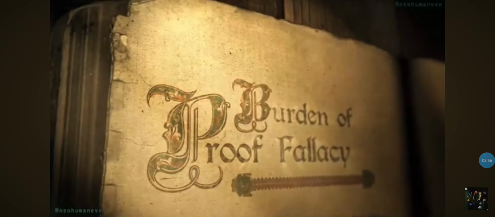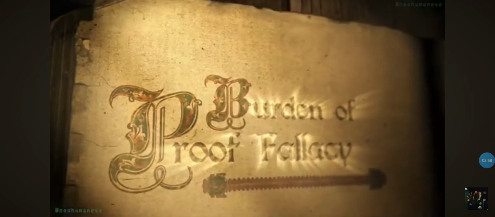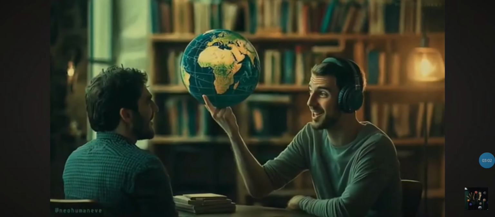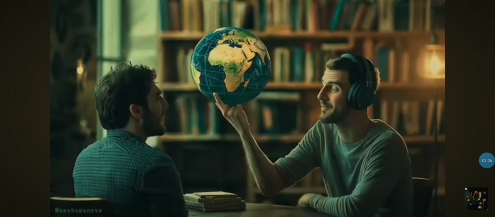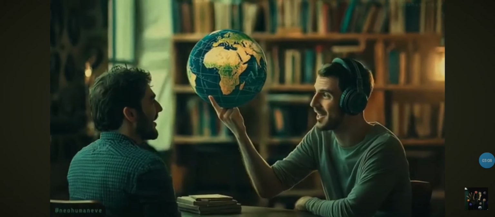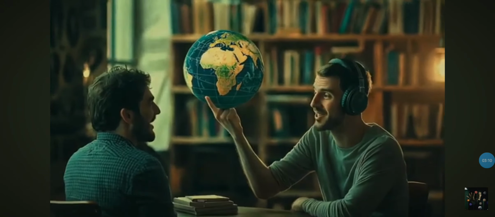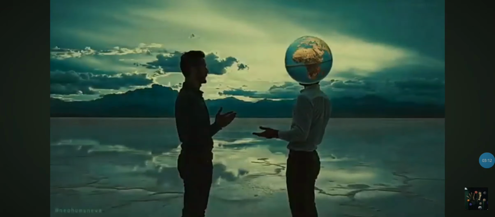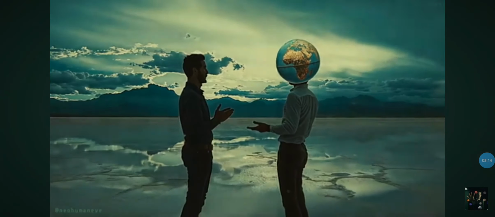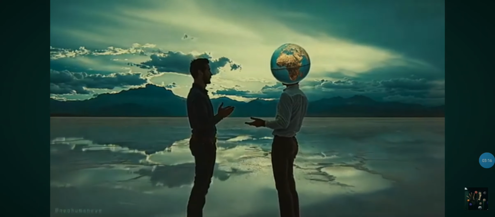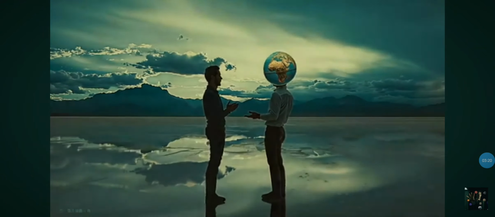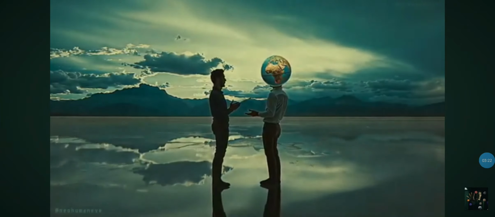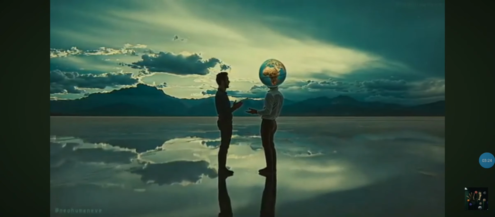Number 3, the burden of proof fallacy. This fallacy, also known as shifting the burden of proof, occurs when someone demands that the opponent prove their position, while failing to provide evidence for their own claims. For example, globe defenders often insist that objective realists must prove the Earth is level, rather than providing evidence for the claim of curvature, or addressing the falsification of the globe via the scientific method.